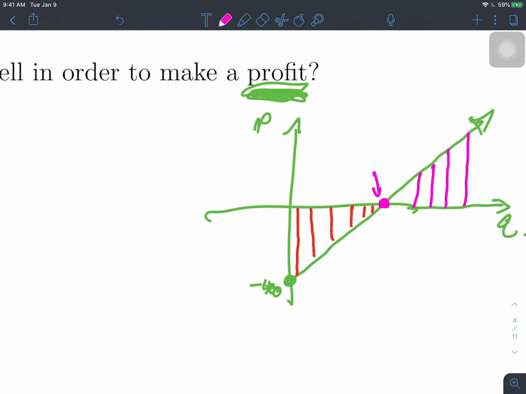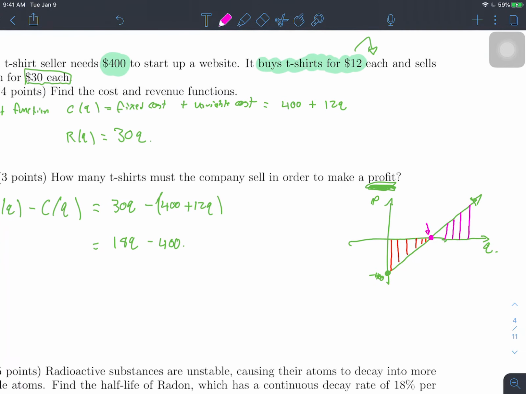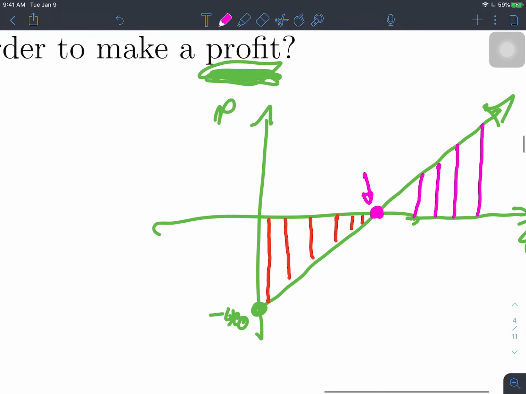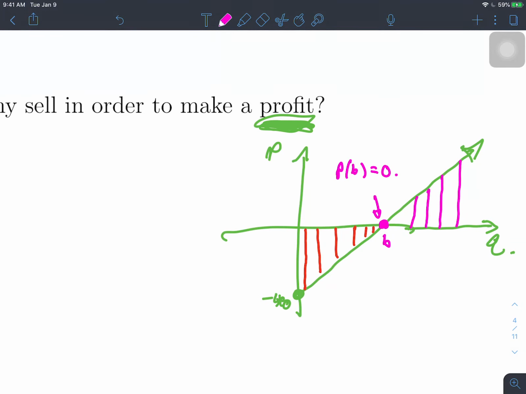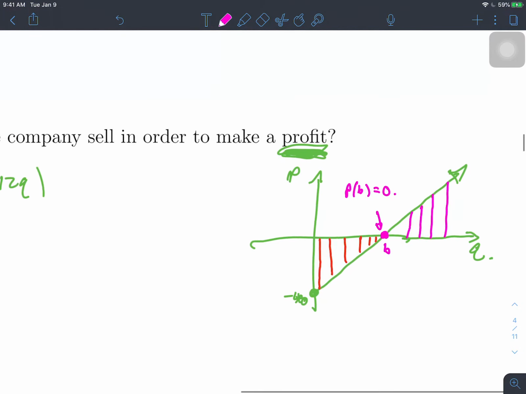So at this point here, if this is the point, why don't we call it the break-even point, so we'll call it B. We know that P of B is equal to 0. And we're interested in knowing what is this value Q equals B.